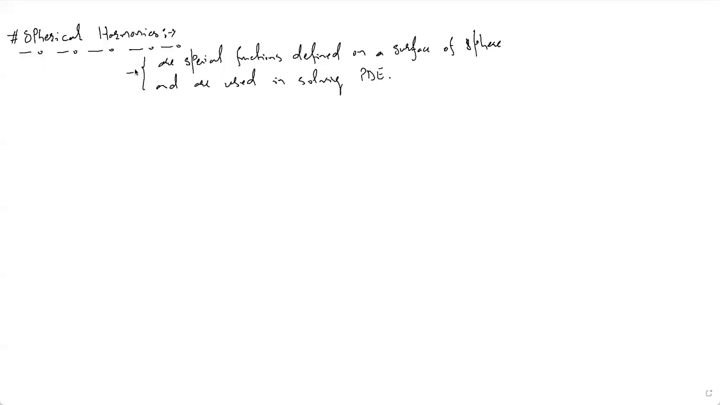You have not gone through the Fourier series yet. That is in the second semester. So like we have periodic functions defined on the circle, we have these special functions, spherical harmonics, that are defined on the surface of a sphere, and these are used in solving partial differential equations. Now, how do we denote these spherical harmonics? They are denoted by Y_lm(θ, φ), that is, they are functions of theta and phi. I will come to this in a while.